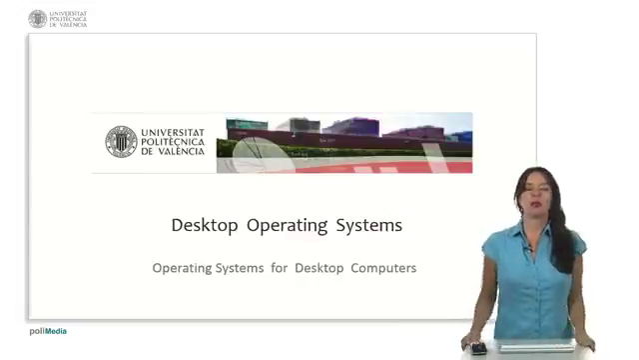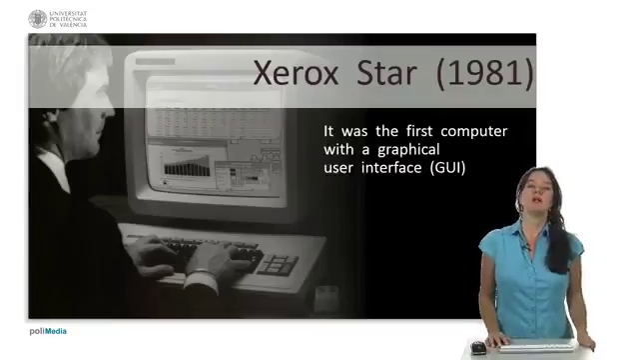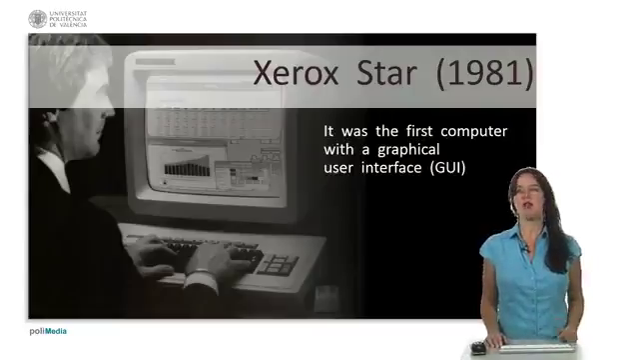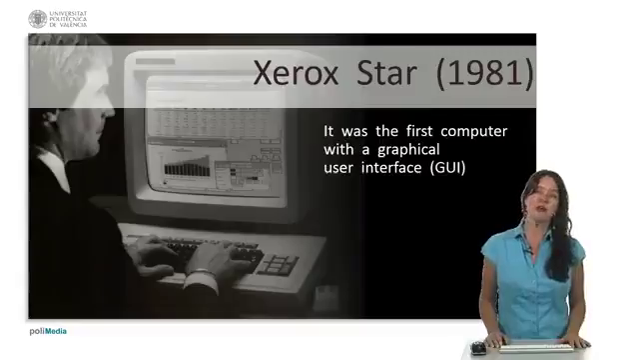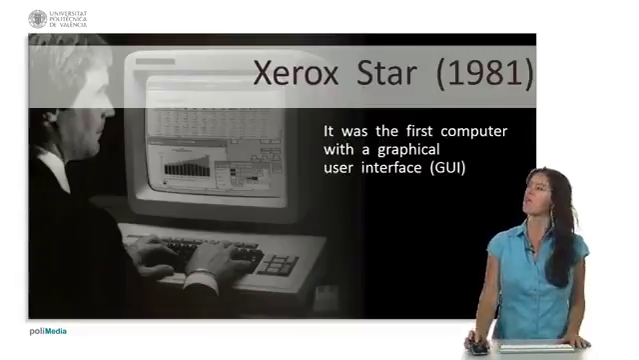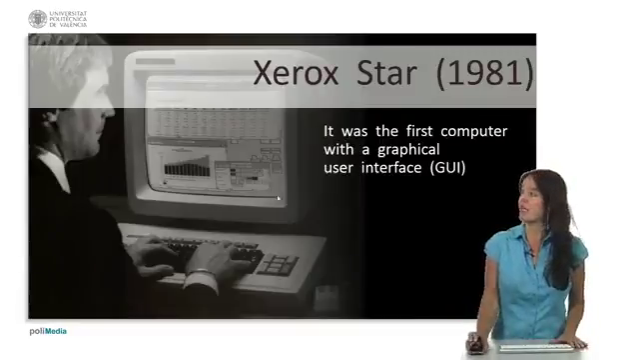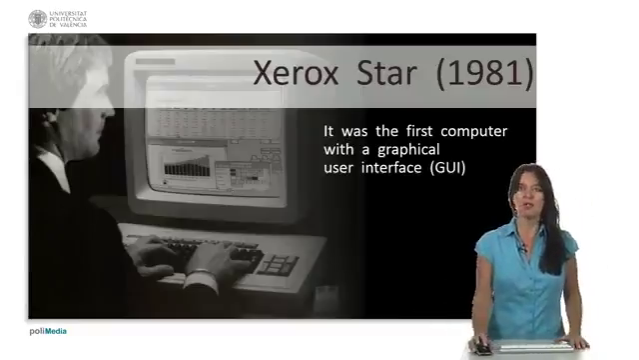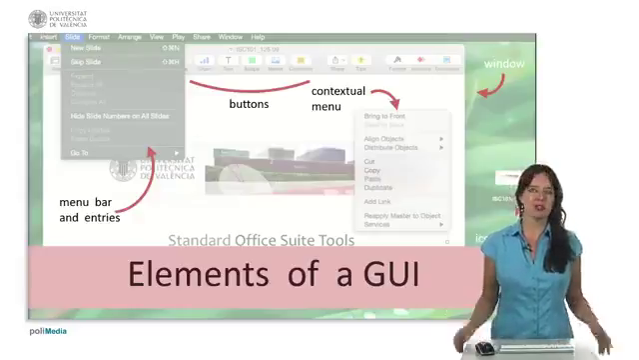Let's look at different operating systems for desktop computers. GUIs, or graphical user interfaces as we know them nowadays, are based on the Xerox Star machines from 1981, as we've seen, that were developed by the company Xerox in California. This is actually the first GUI, and if you look here on the slide, you can see that the elements we see here are basically what we're still using nowadays. So, elements of a GUI are common and independent of a system.